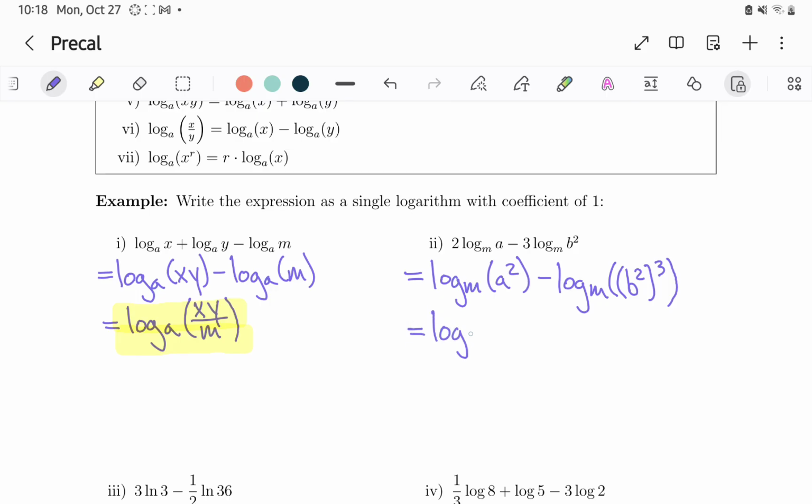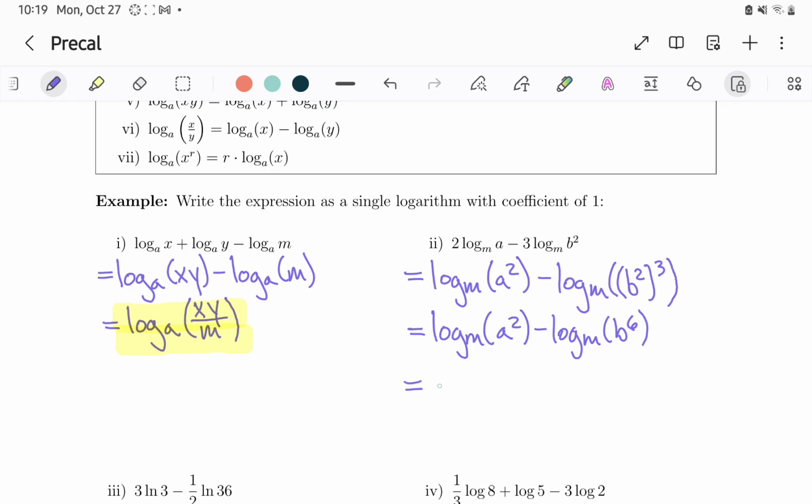Okay, and then we can go ahead and use power of a power to simplify the exponent over here. So log base m of b squared cubed is the same as log base m of b to the 2 times 3, or in other words, b to the 6. Whenever we have power of a power, we just take the product of the powers, of course.